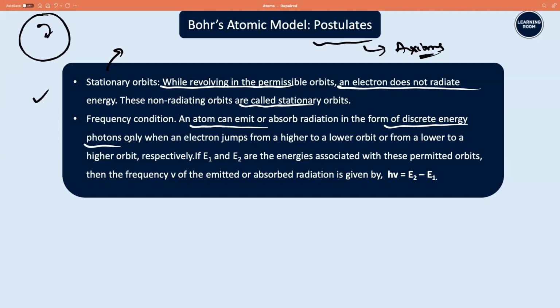And when will this happen? When there is a transition of an electron taking place from a higher to lower orbit or lower to higher orbit. Okay. So if I take E1 and E2 to be the energies associated with the permitted orbits, then the frequency of the emitted or absorbed radiation is given by h nu is equal to E2 minus E1. So make a note of this.